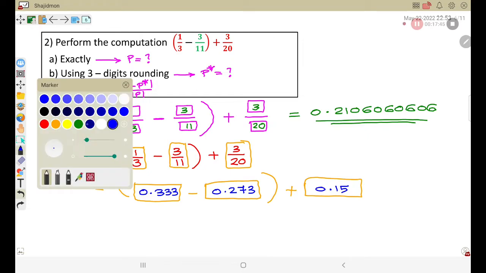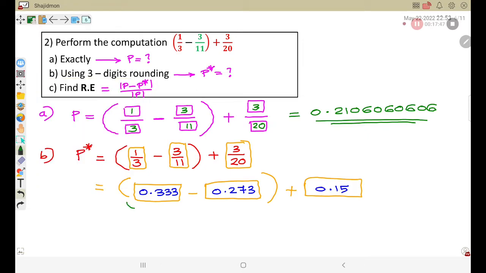Now again we are going to do the calculation. This bracketed number first simplify: 0.333 minus 0.273, you will get 0.06, plus 0.15. Now totally you can calculate what will be the answer?